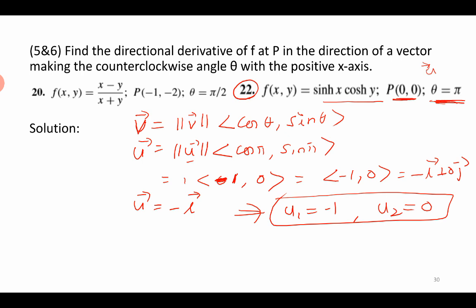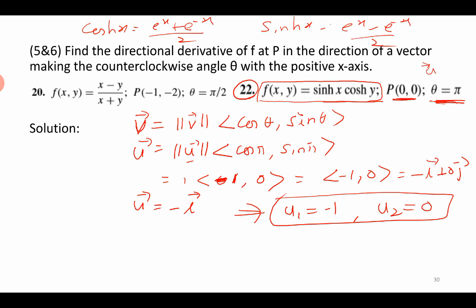And then find the derivative of the given function, sine hyperbolic x, cosine hyperbolic y. Okay, we differentiate. Remember that cosine hyperbolic x is e power x plus e power minus x over 2, and sine hyperbolic x is e power x minus e power minus x over 2. Keep it in mind, then differentiate.